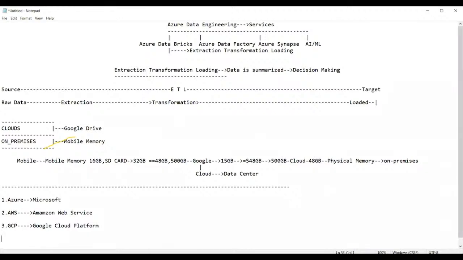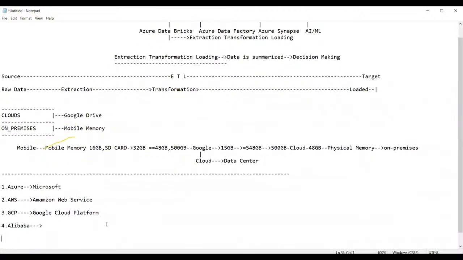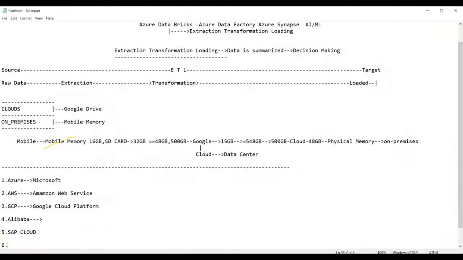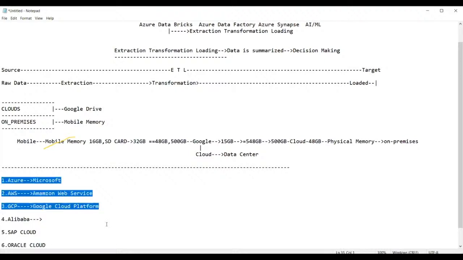Then afterwards we have Alibaba, which is a China-based cloud provider. Then we have SAP Cloud. Likewise, you also have Oracle Cloud, etc. These are all cloud providers. But the market leaders are the first three, and number one in providing cloud services is Azure.